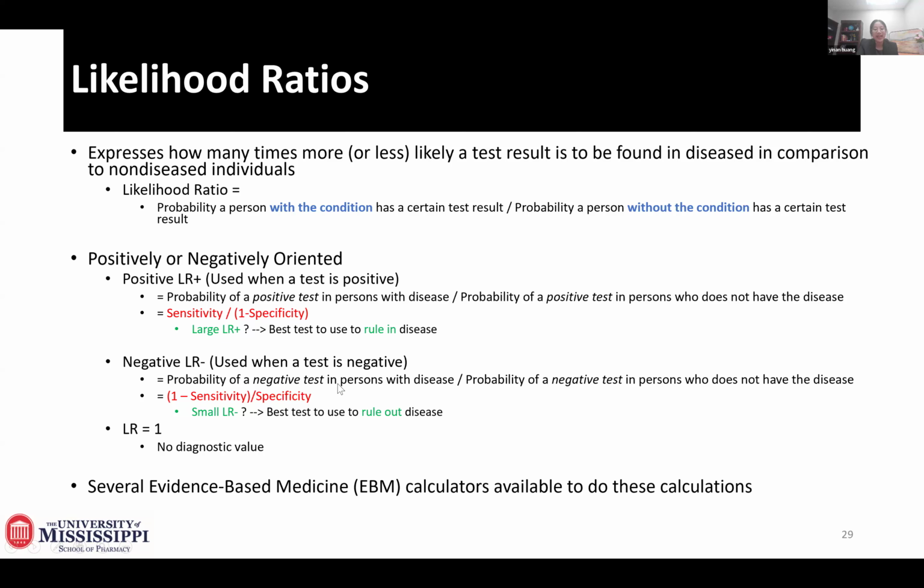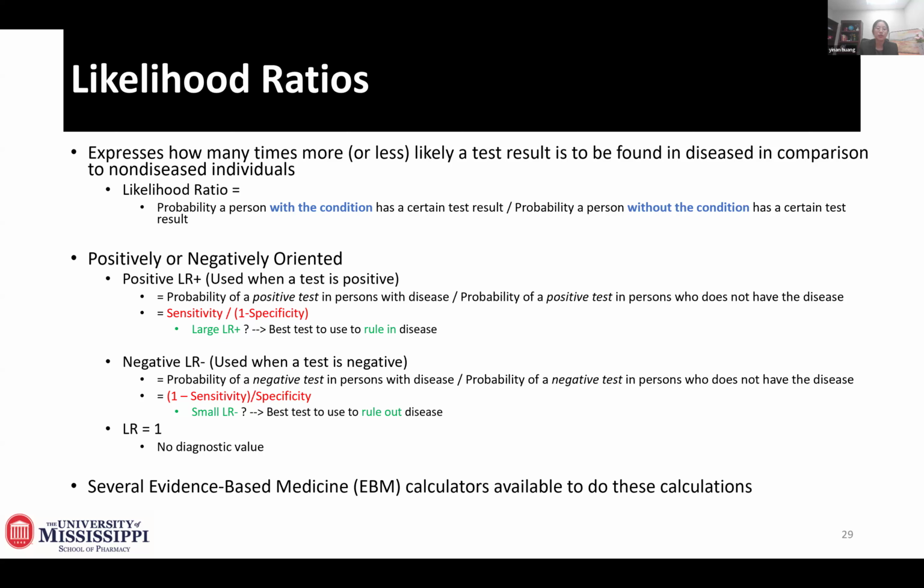The probability of a negative test in a person with the disease is 1 minus sensitivity, right? Because sensitivity is the probability of a positive test in a person with the disease. If we want to obtain the probability of a negative test in a person with the disease, it's going to be 1 minus sensitivity. And obviously the denominator is the specificity, because we already mentioned specificity is the probability of a negative test among the persons without the disease.